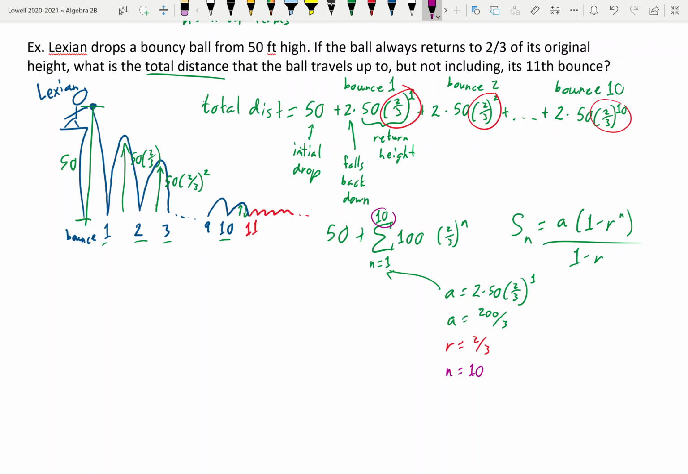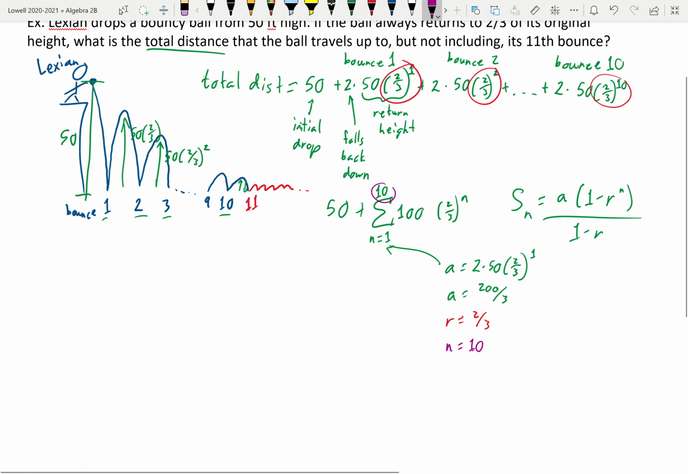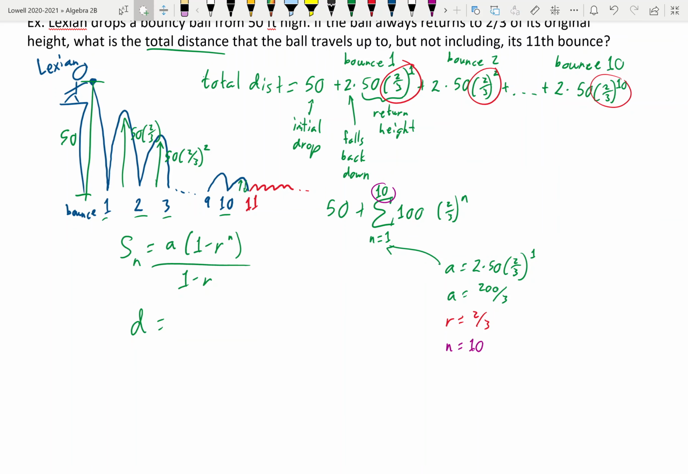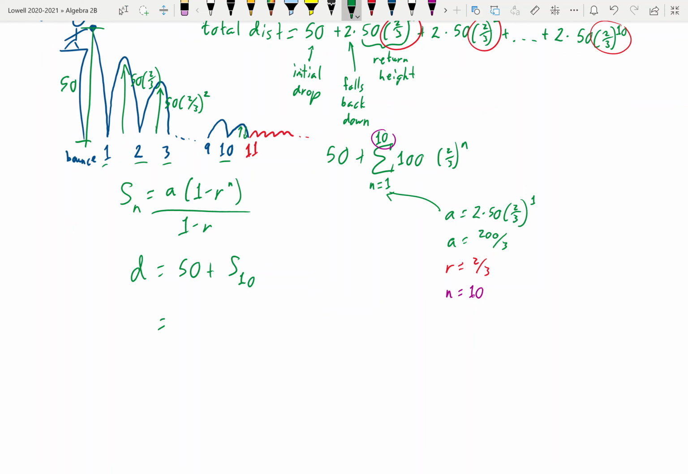Okay. So now we can just plug these in and actually get a final answer here. So our total distance, and I'll just call that d, is really 50 plus S10 here. So that's going to be 50 plus 200 over 3 times 1 minus 2/3 to the 10th power, all over 1 minus 2/3.